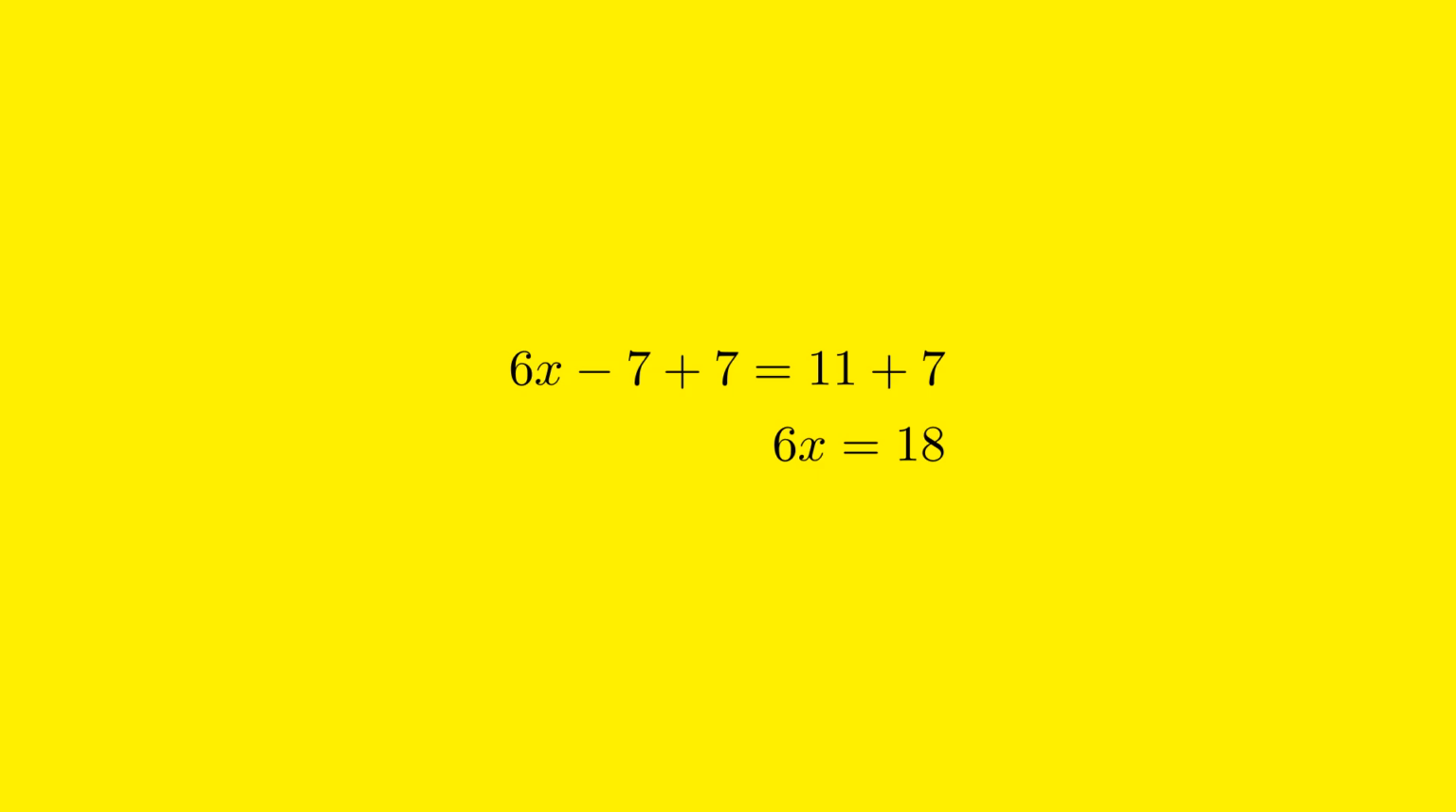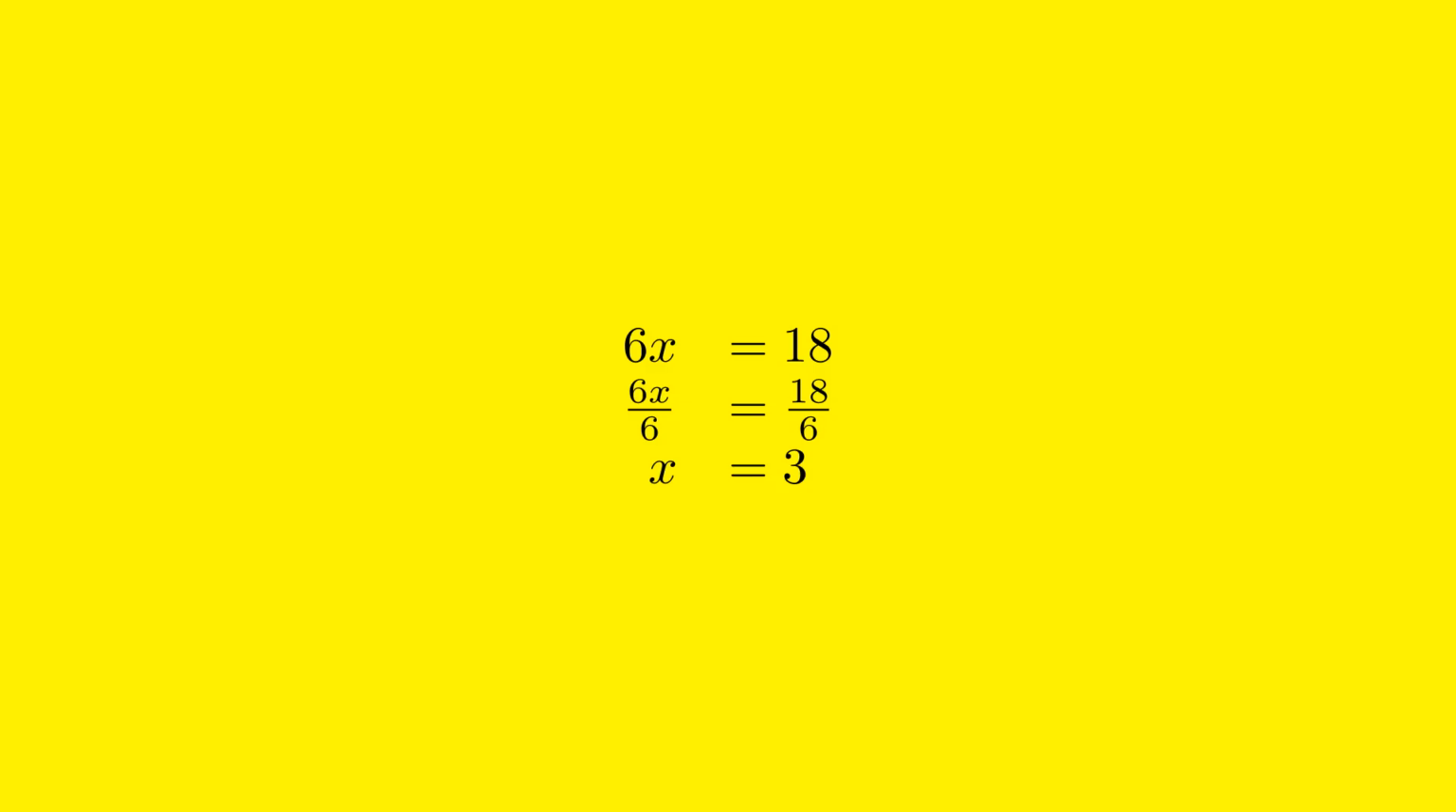So the original equation is 6x minus 7 equals 11. Adding 7 to both sides gives us 6x minus 7 plus 7 equals 11 plus 7. On the left side, minus 7 plus 7 cancels out, leaving us with just 6x. On the right side, 11 plus 7 gives us 18. So now the equation simplifies to 6x equals 18.